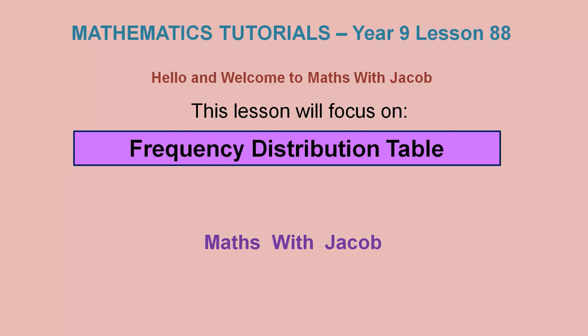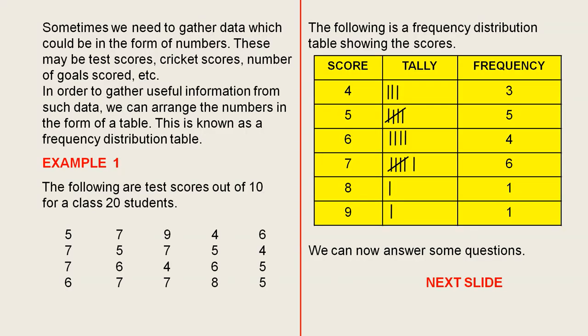This lesson will focus on frequency distribution tables. Sometimes we need to gather data, which could be in the form of numbers. These may be test scores, cricket scores, number of goals scored, etc. In order to gather useful information from such data, we can arrange the numbers in the form of a table. This is known as a frequency distribution table.